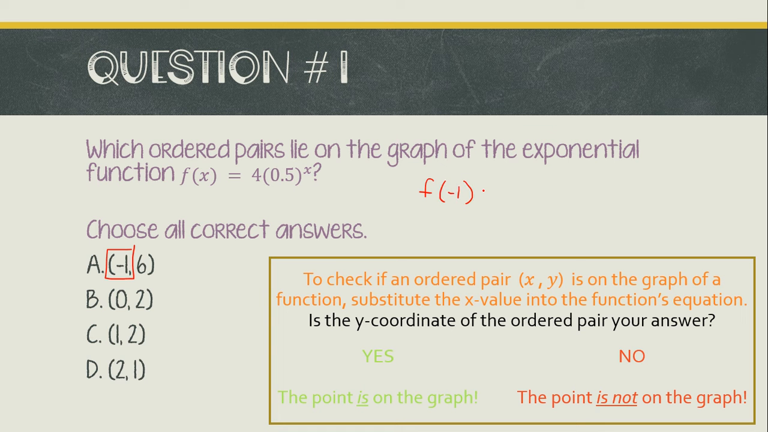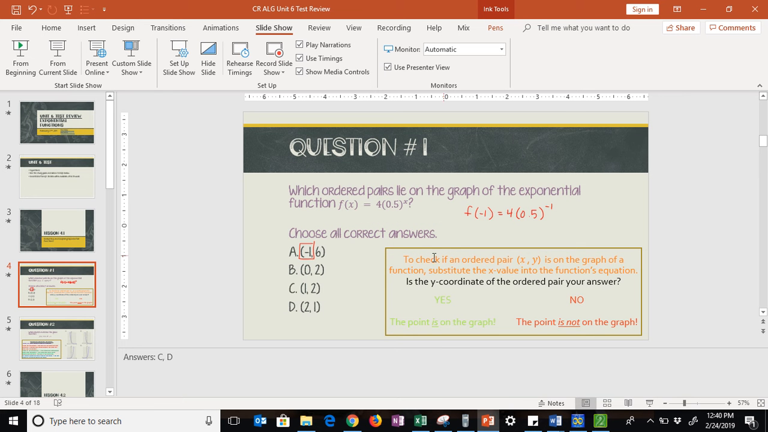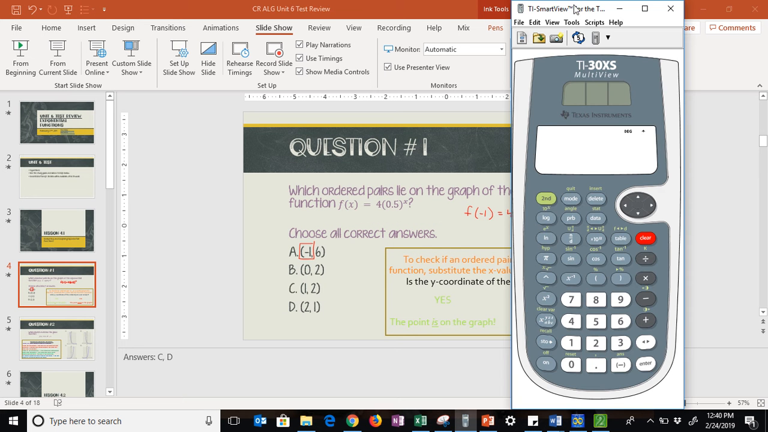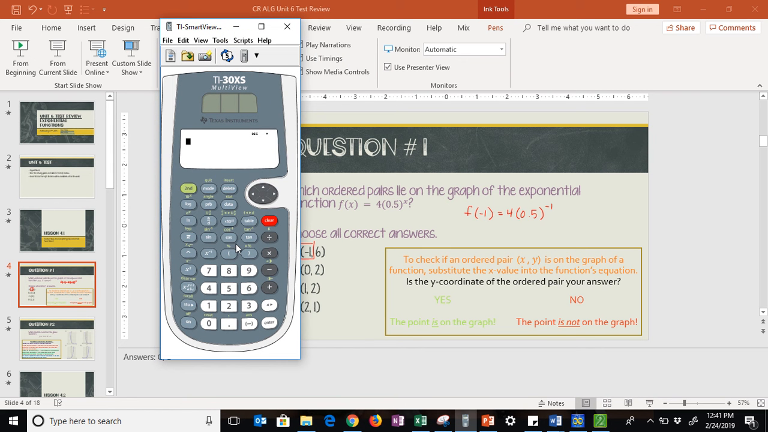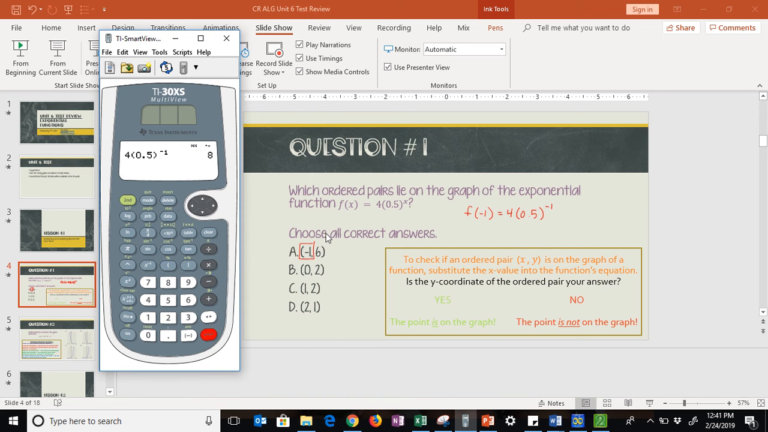If I substitute in -1, I'd have 4 times 0.5 raised to the negative first power. I'm going to evaluate this part here on the right, so I'm going to bring up my calculator here really quick for you to see. And I'm going to type it in. So 4 times 0.5 raised to the negative first, and I get 8. 8 does not equal 6, so that choice is not correct. Okay, so A is not a choice.